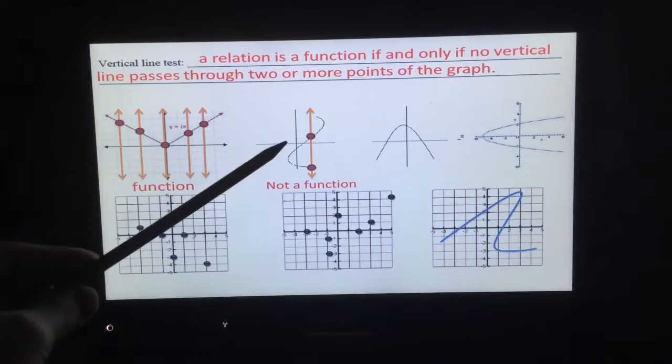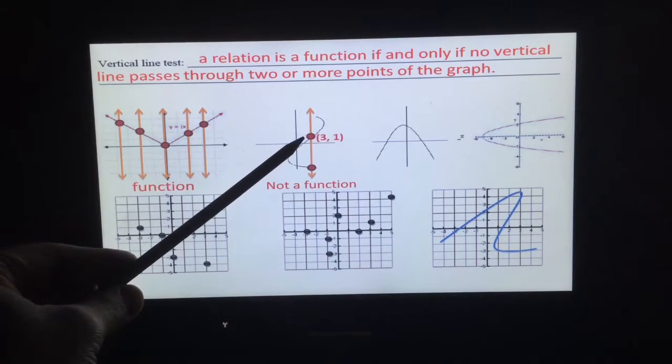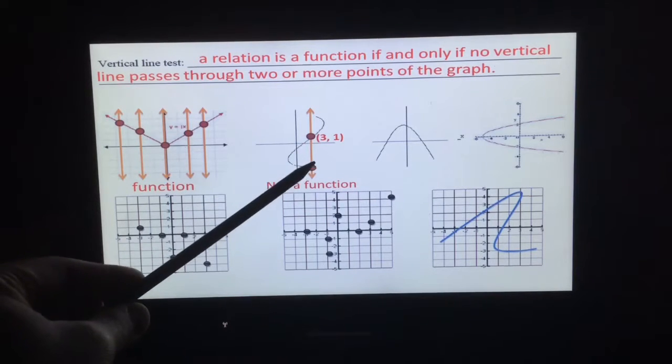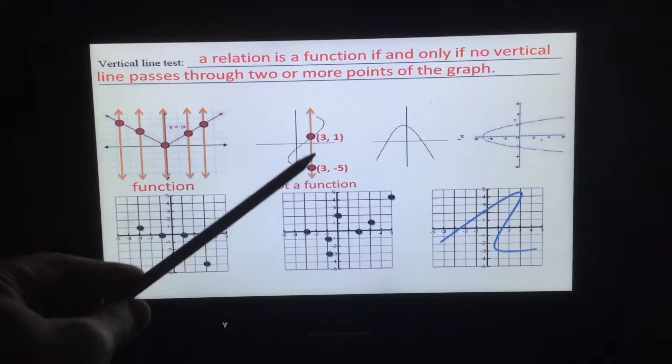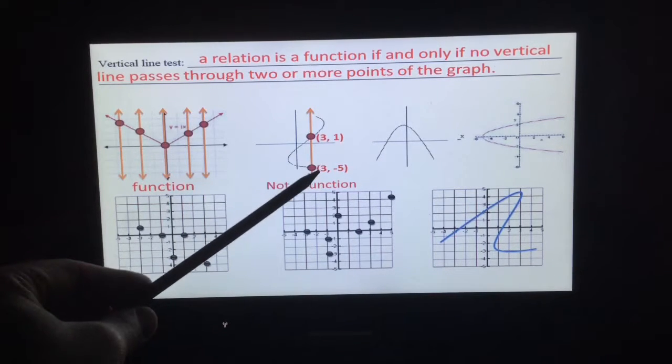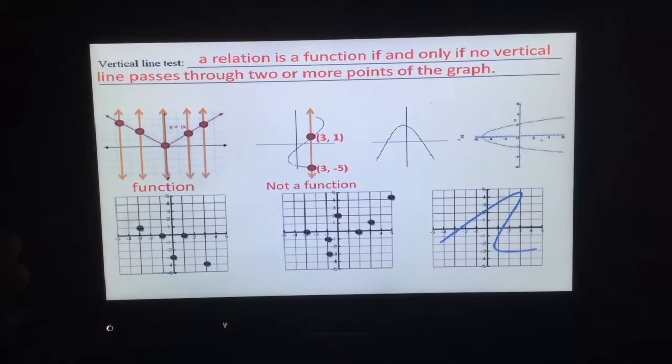Well, if you can estimate what these points are, I could say that this point is probably (3, 1), right? And then this point, let's say it would be (3, -5). Now, the fact that you have 3 in the x category twice tells you that it is not a function, because the x cannot repeat. Okay? Hopefully you got that.